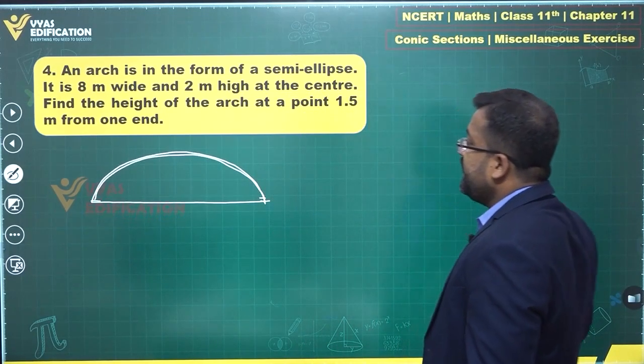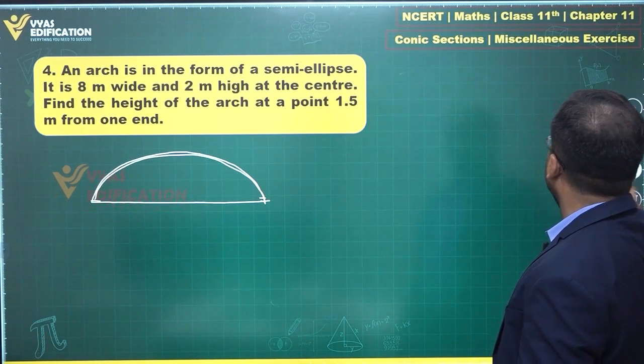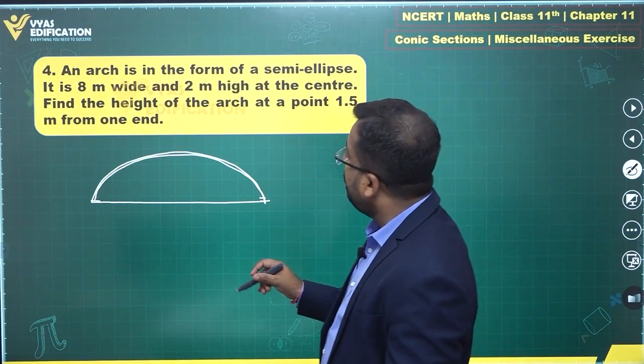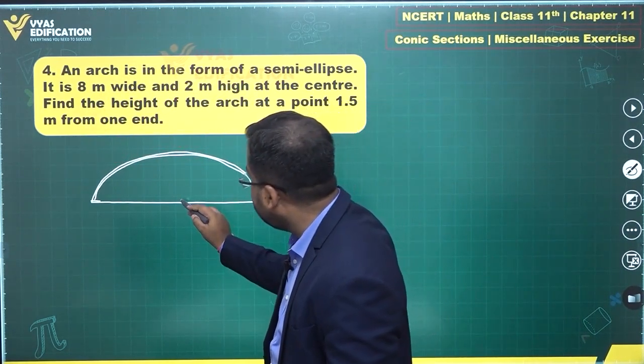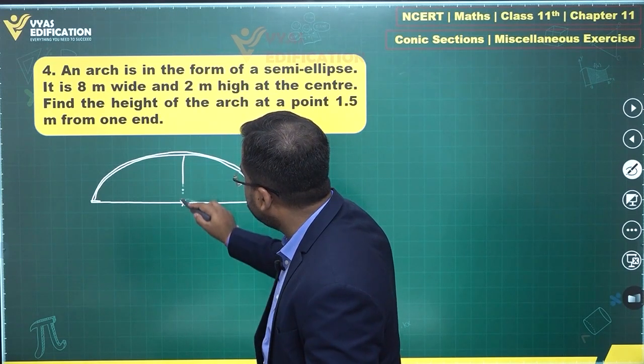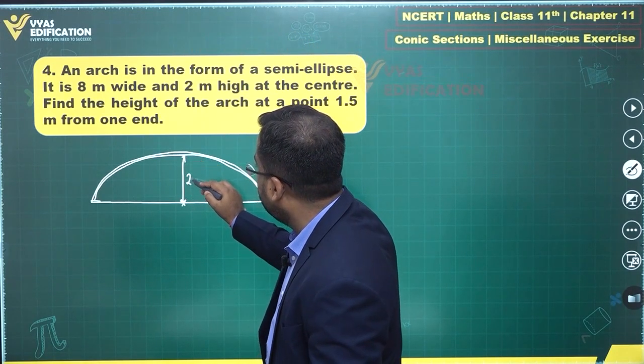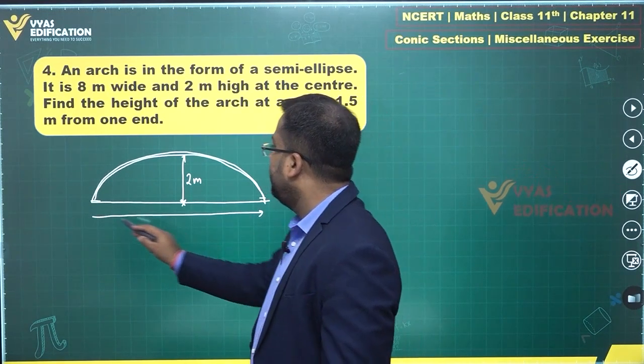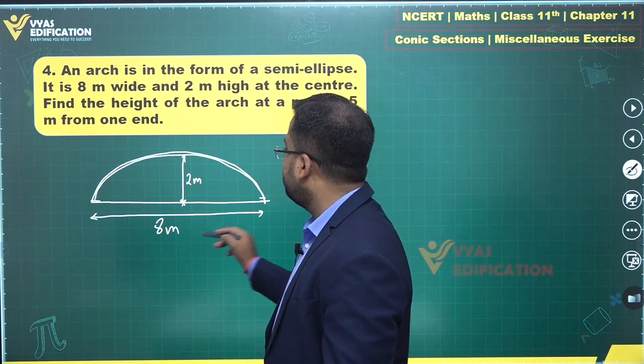Okay, so what next? The arch is in the form of a semi-ellipse. Yes, this is a semi-ellipse, and it is 8 meter wide and 2 meter high at the center. At the center, this is the center, it is 2 meter high. And it is 8 meter wide. This here is 8 meter, that's what the person says, right?